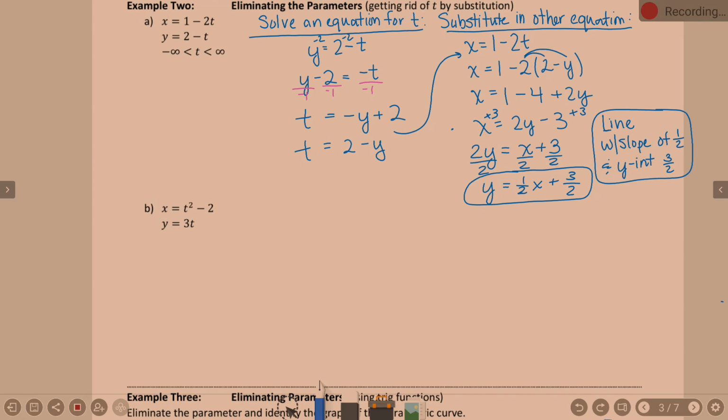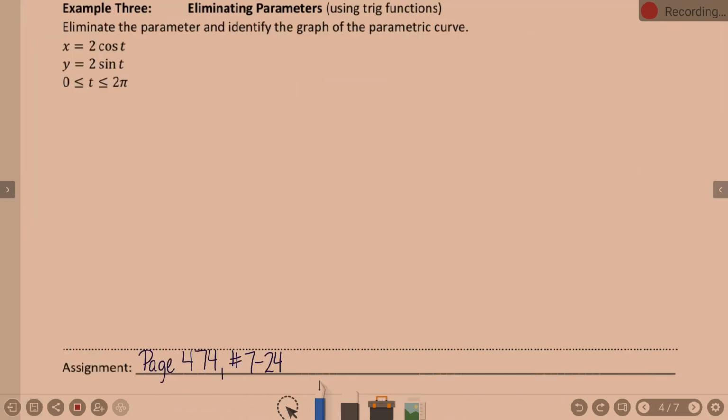That's one of the things the directions and homework ask you to do. So in this case, we're able to identify it as a line. We are able to give slope and intercept information. This one, we're able to identify as a parabola opening to the right, I believe, because it was the one from the front page. Now, last one we have to do. Eliminate the parameter, identify the graph of the parametric curve. Basically, we're doing what we did on the others. Eliminate the t. So, what's the first step, generally speaking?